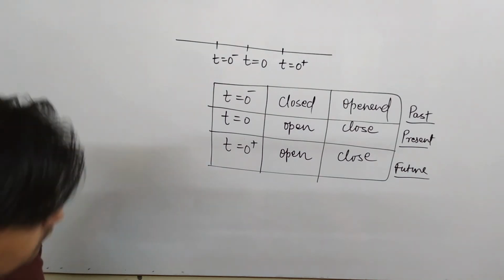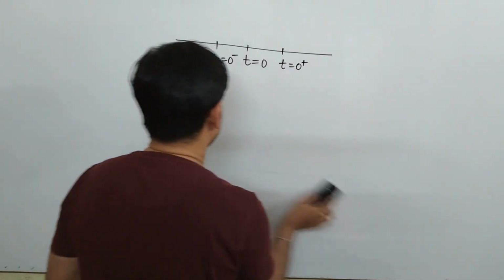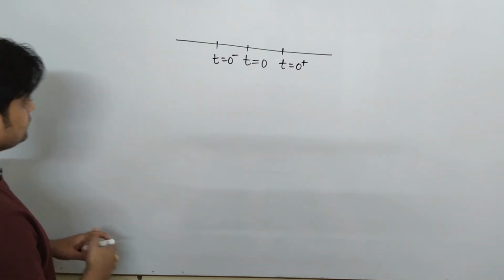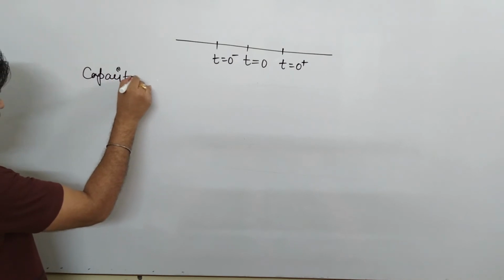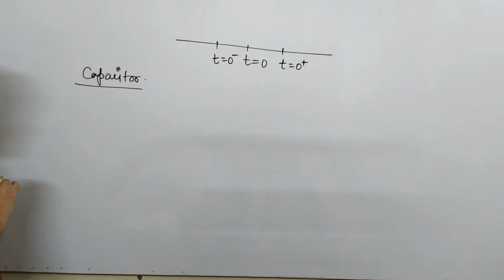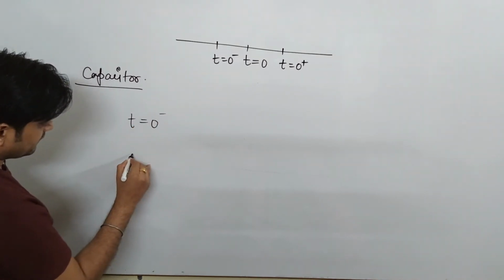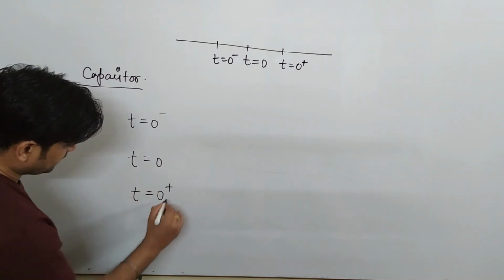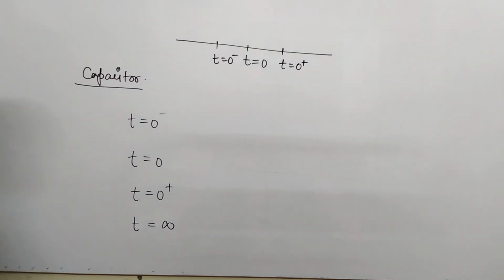Finally, if I talk about the capacitor, a few conditions arise. The conditions are, as I mentioned, t equal to 0 negative, t equal to 0, t equal to 0 positive, and t equal to infinity.